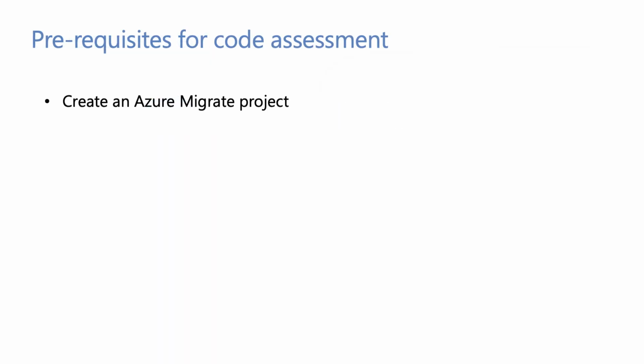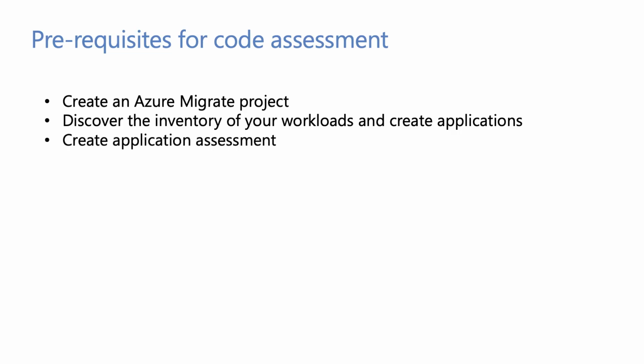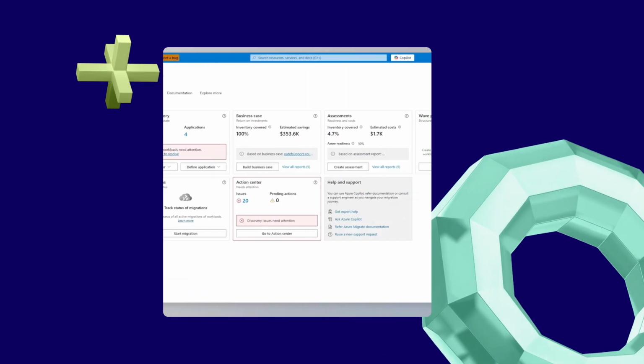Before running code assessment, you must first create an Azure Migrate project. Next, you need to discover the inventory of your workloads and create applications. You can select the relevant applications and create an assessment to begin evaluating their code readiness. Alternatively, you can add code insights from the web assessment too. In the previous video, you learned how to create an application assessment. Now, let's enhance the assessment by adding code insights.